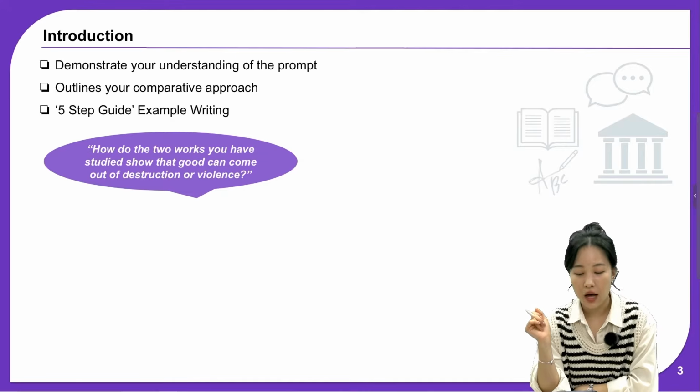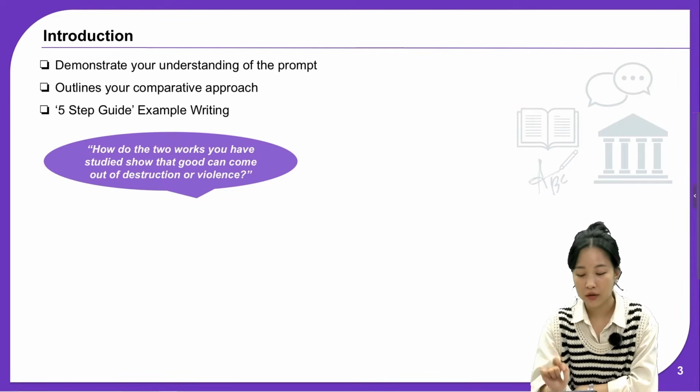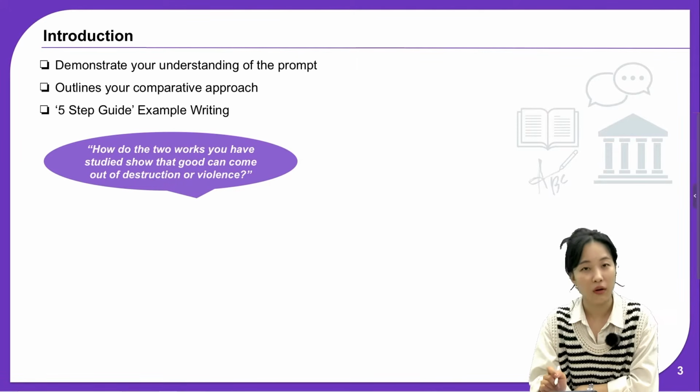And so all the examples of the writings of different sections of this essay that I'll be giving you guys will be based on this one prompt that says, how do the two works you have studied show that good can come out of destruction or violence?